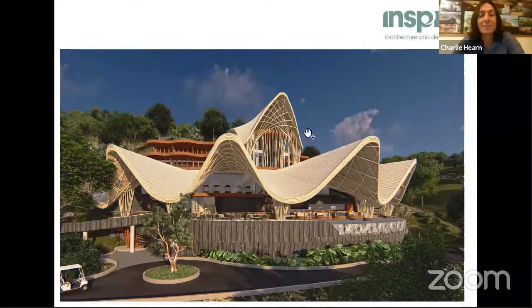Here is perhaps the centerpiece of the community, which is a clubhouse, which contains a restaurant, gym and spa facilities. This is the center of the community, the communal space, and perhaps the building which most exemplifies the overall architecture of this bamboo experience.